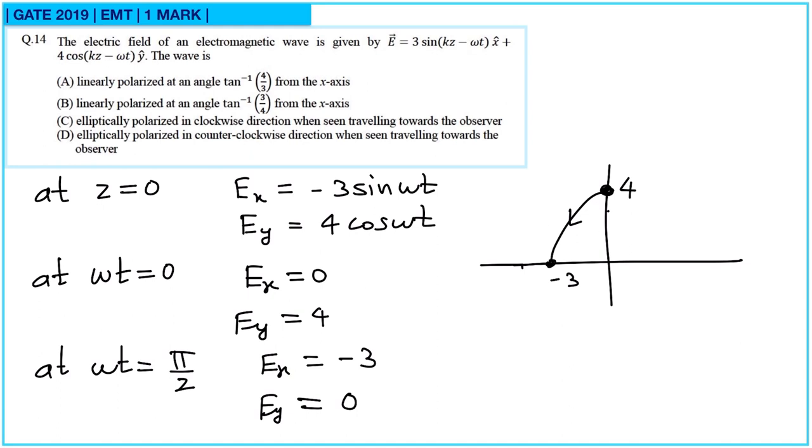So here this is going in the counterclockwise direction, when we are looking at like this, so this is 4 and 3. That means it is elliptically polarized. So option D is correct here. It is elliptically polarized in counterclockwise direction when seen traveling towards the observer. So that's why we have taken z is equal to 0.